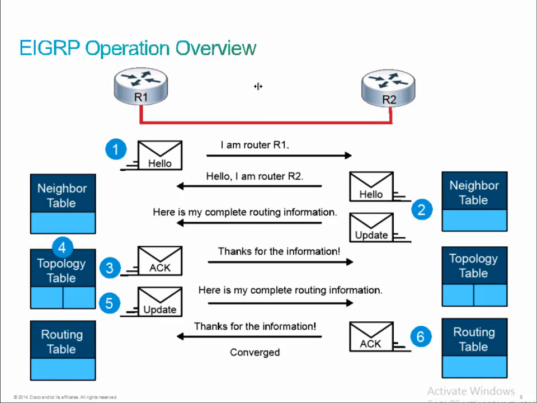Well, guess what BGP has? A neighbor table, a topology table, and a routing table. Guess what OSPF has? A neighbor table, a topology table, and a routing table. So this is a very common concept in all of our routing protocols. All of our routing protocols kind of follow this logic.